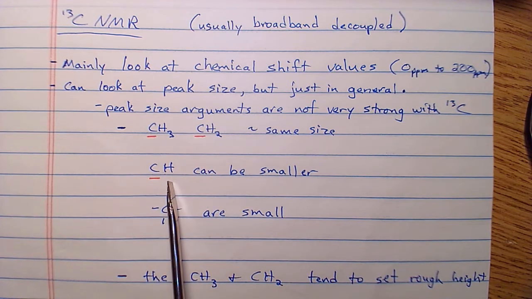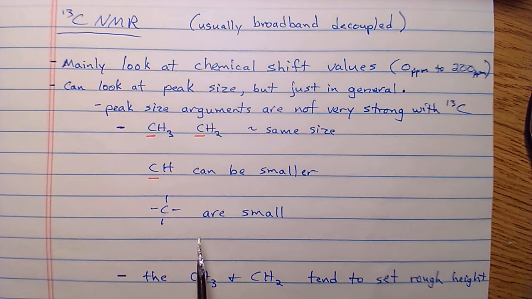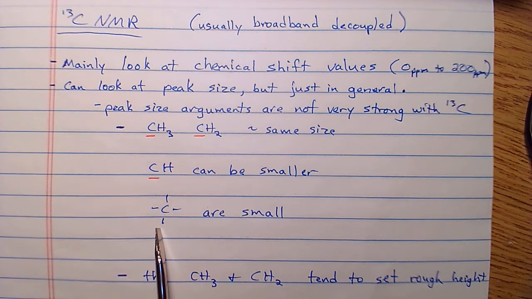Perhaps it's a CH. And what we do see, though, is carbons with no hydrogens on them do tend to be smaller peaks. Sometimes half the size of a CH peak, sometimes a quarter of the size of a CH3, CH2 peak. But again, this is just kind of, well, they tend to be smaller.